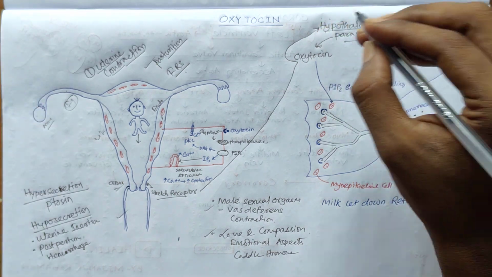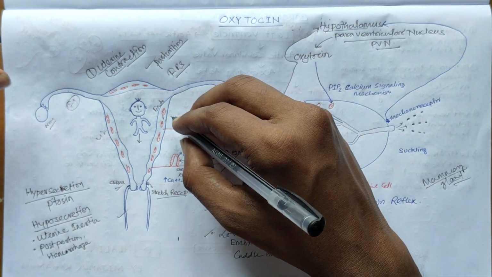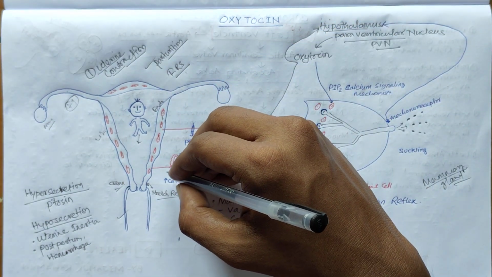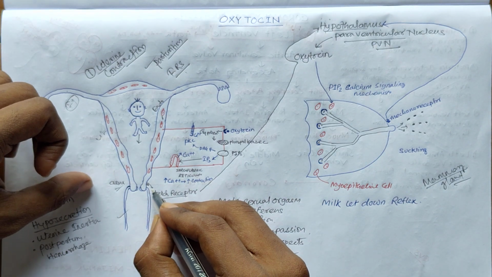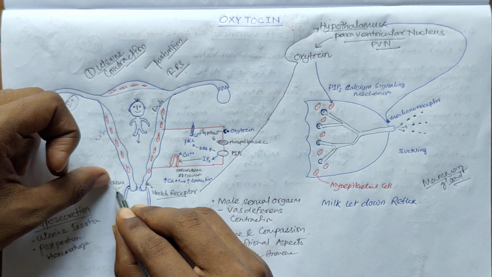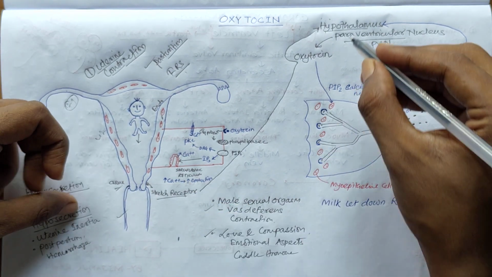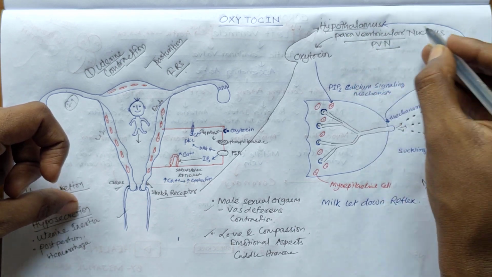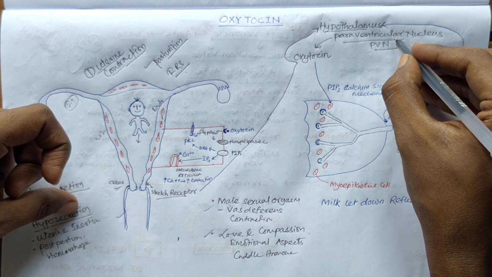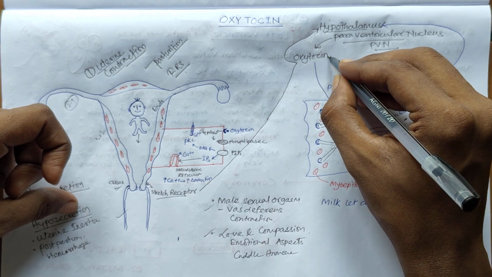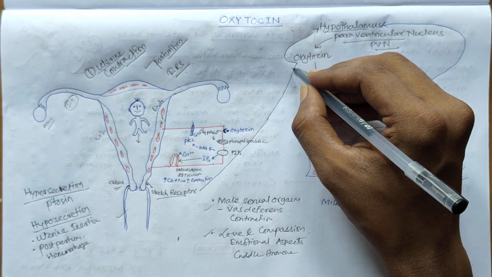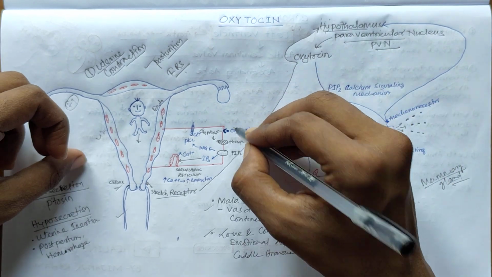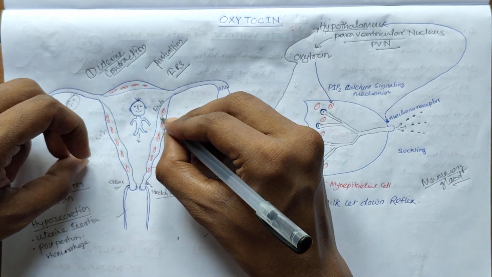So what happens in case of parturition or baby birth? The contraction of the cervix and the uterus is important to expel the baby. There are some stretch receptors present in the cervix which stimulate the hypothalamus to secrete oxytocin. In the hypothalamus, the paraventricular nucleus will secrete oxytocin and it will be stored in the posterior pituitary, then it will be secreted out. When oxytocin is secreted out, it will act upon the medial layer.